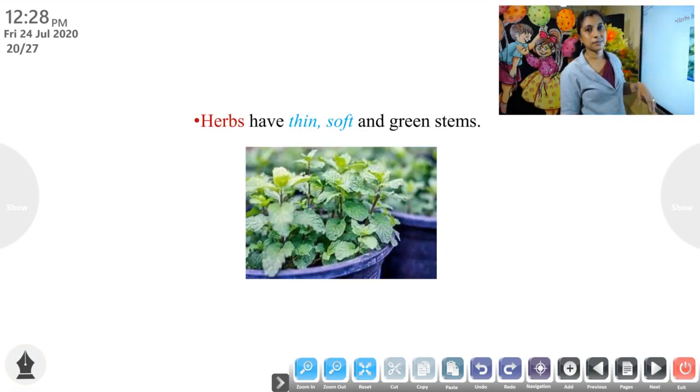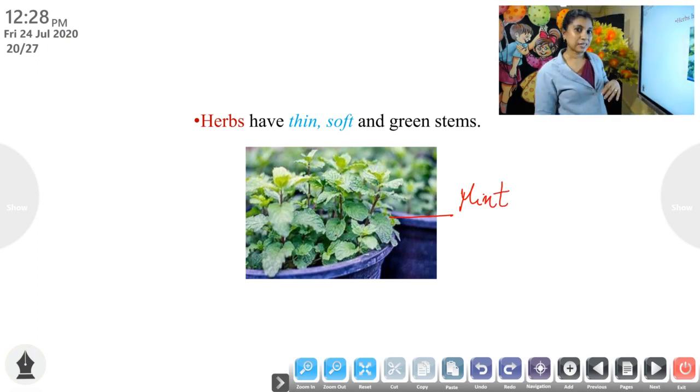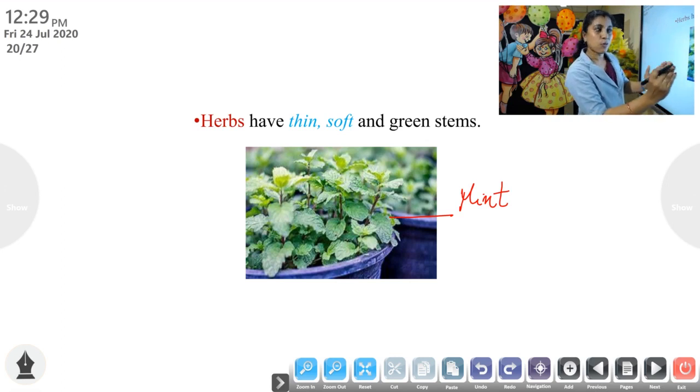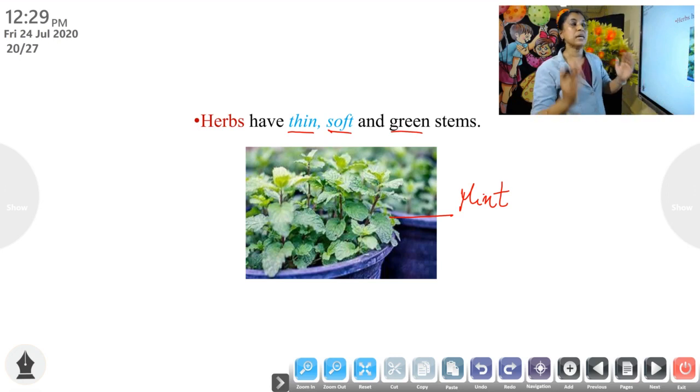See the picture. What is this? Can you identify this? This is a mint plant. Do you like the taste of mint? What is the use of mint? We use mint to flavor our food, right? Yes. What about this? This is a herb. Herbs are very small plants. What about the stem of those small plants? They have thin and soft green stems. Herbs have thin and soft green stems.